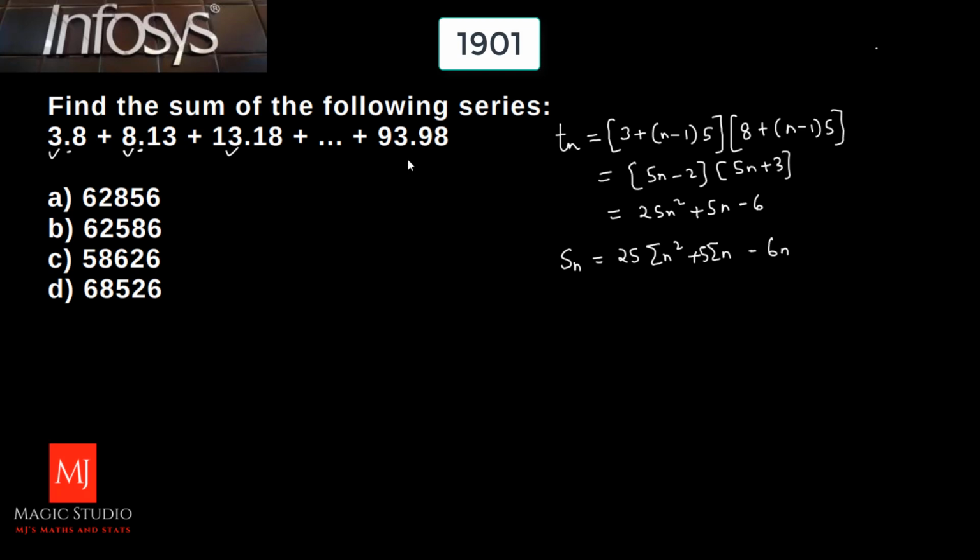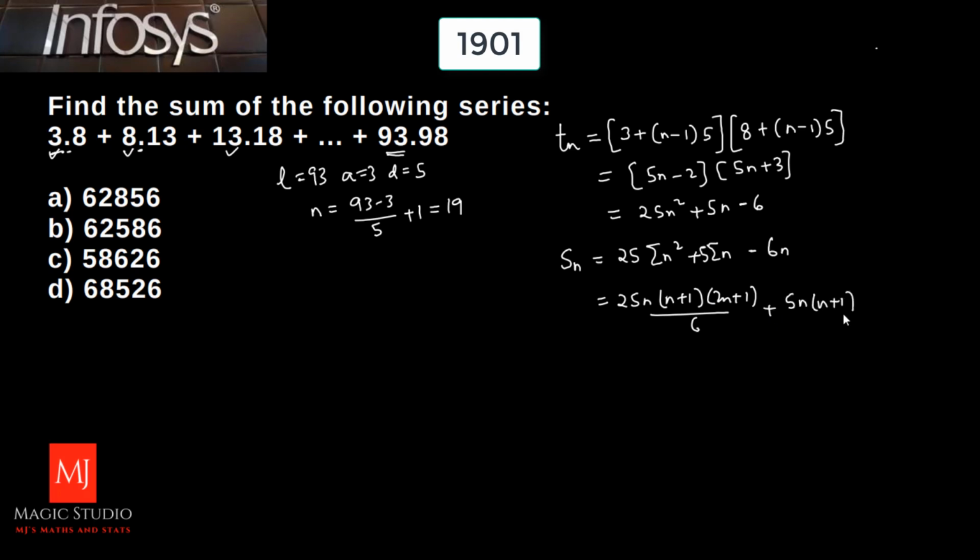Now how many terms are there in this series? We can identify that with the help of these two terms itself. The last term is 93, a is 3, and the common difference is 5. The number of terms is (L minus a) by d plus 1: 93 minus 3 is 90, by 5 is 18, plus 1 is 19. We can use this to find the sum of the series. That is quite easy. We have the formula 25 into n into n plus 1 into 2n plus 1 by 6, plus 5 into n into n plus 1 by 2, minus 6n, and if we put n equals 19, we can get the value.